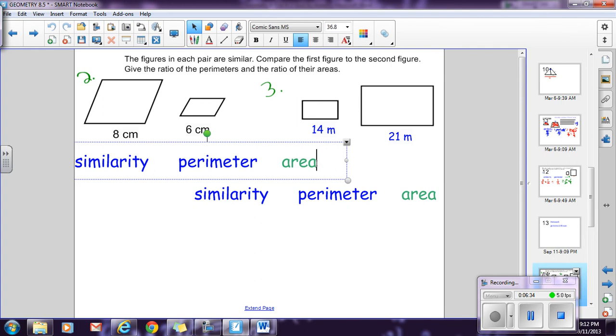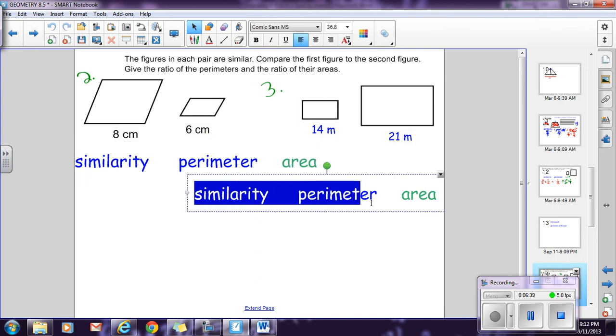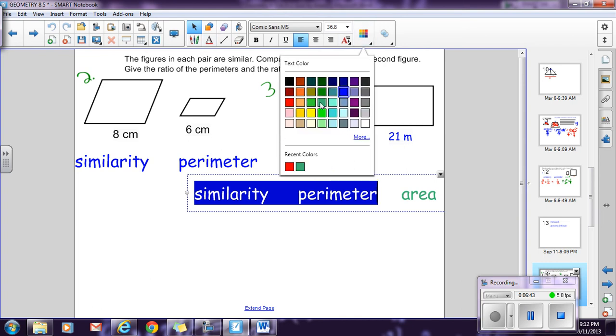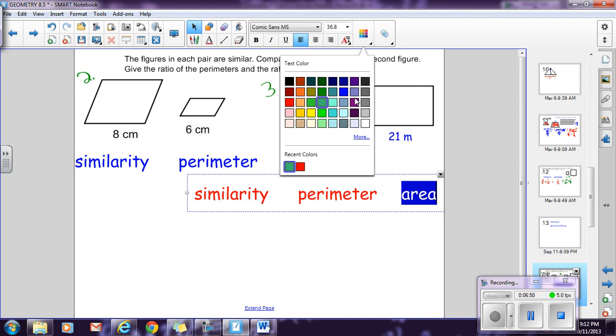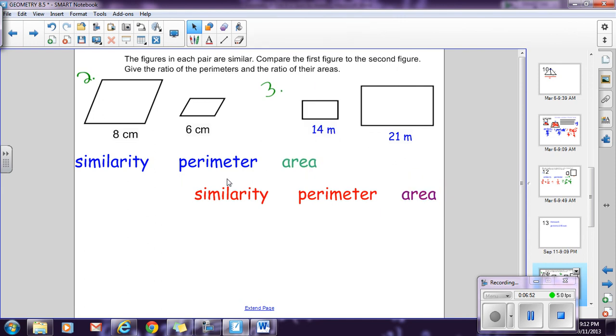We'll make these different colors over here. We'll make these guys red. And we'll make area purple. Okay, here we go. Alrighty, so the similarity for this number 2 here, this is the one that you want to have for your homework. Okay, so it's going to be from the first figure to the second figure. I'm not going to go from little to big because they want the first guy against the second guy.